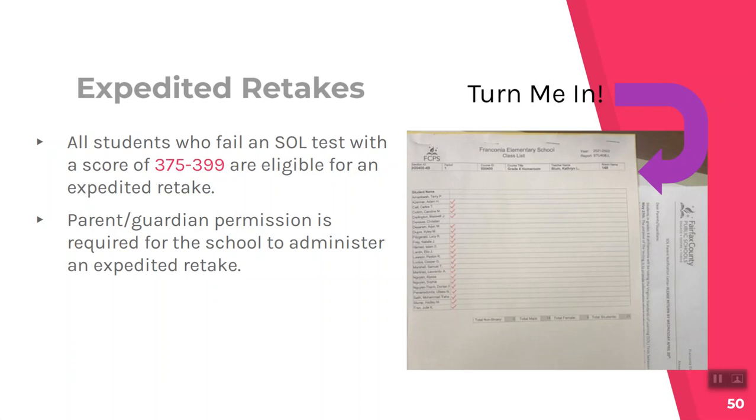All students who score within the 375 to 399 range can qualify for expedited retakes. Please take a moment and think about where you are in this process of collecting your class set of forms. Reminder, they are due on Wednesday, April 19th.